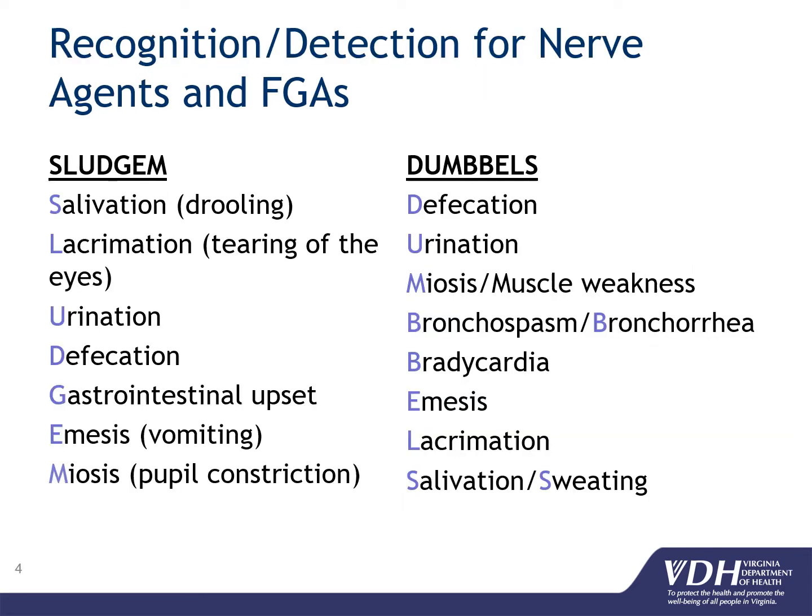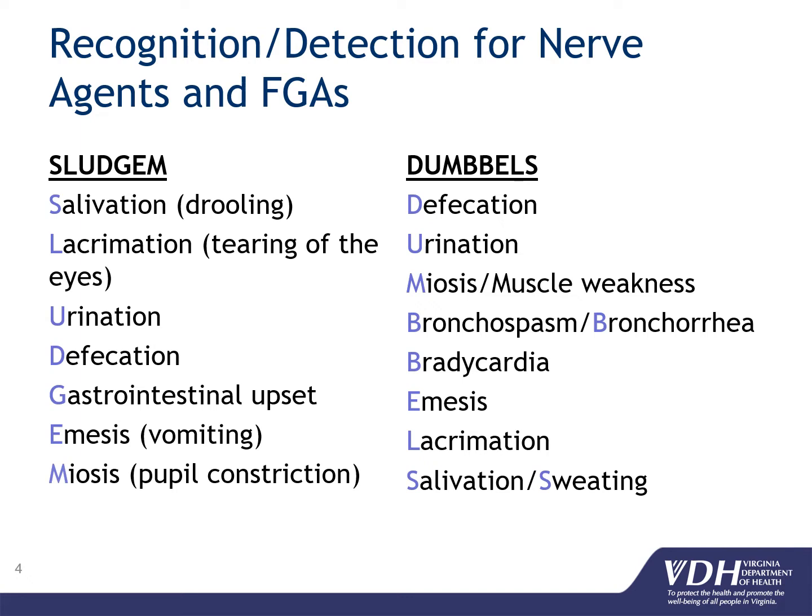Recognition and detection for nerve agents and fourth generation agents are very important, and there are 2 acronyms that can help remember the signs and symptoms for individuals that have been exposed to a nerve agent. The acronym SLUDGEM is salivation or drooling, lacrimation or tearing of the eyes, urination, defecation, gastrointestinal upset, and emesis or vomiting, as well as miosis or constricted pupils.